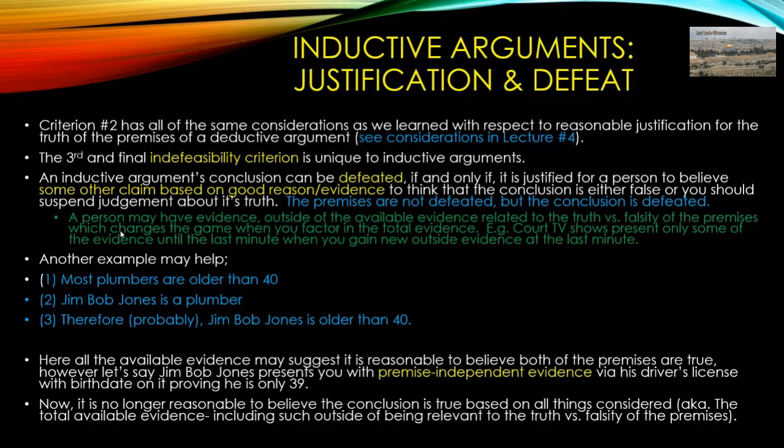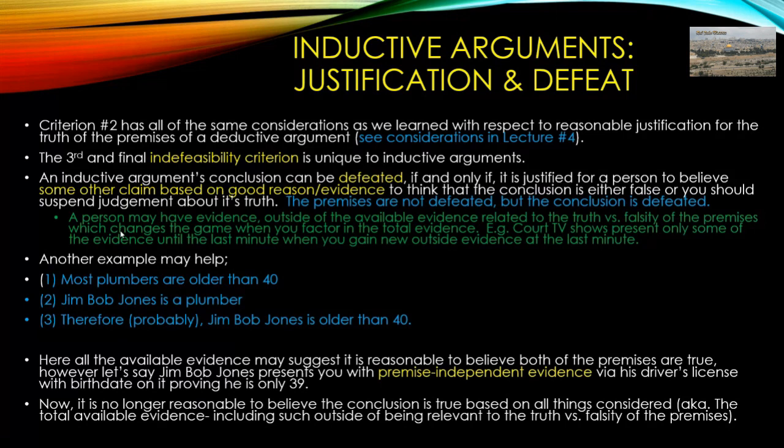We have absolute proof Jim Bob Jones is a plumber. We've seen his ID card. We've seen him in the act doing his job. We called his employer and he said, "Yep, Jim Bob Jones is one of my plumbers." And we also gain evidence from statistics and wherever else that most plumbers are in fact older than 40. Great. In that case, we can rationally infer that probably Jim Bob Jones is older than 40 based on the evidence relevant to the truth or falsity of those two premises.